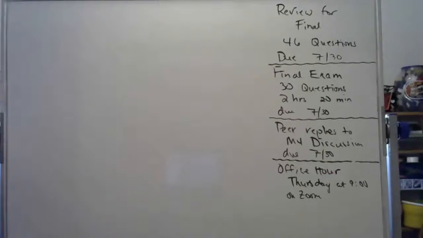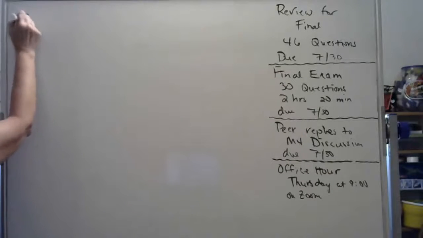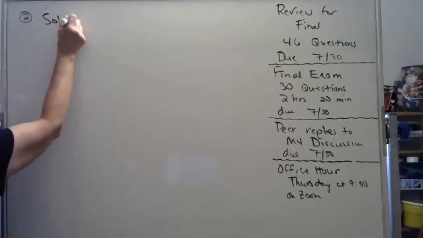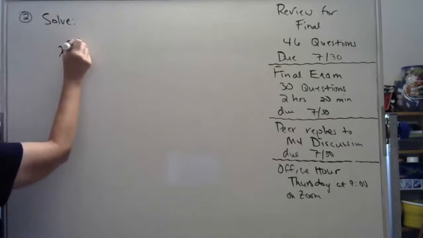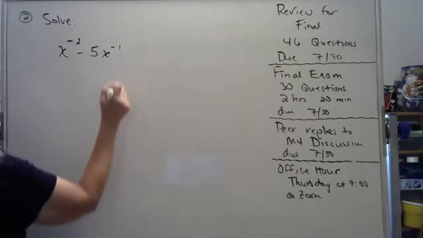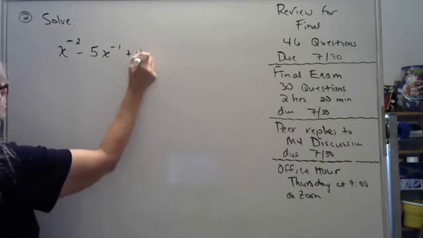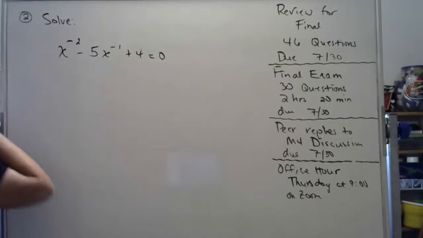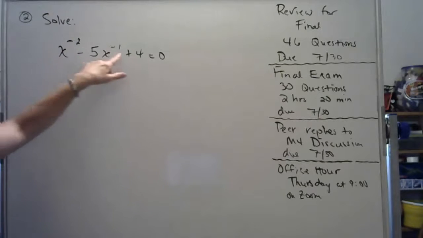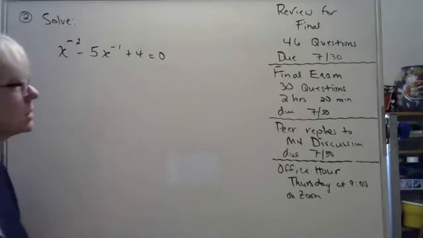Okay, on the review, question number 2 is a substitution question. Again, we're going to solve x to the negative 2 minus 5x to the negative 1 plus 4 is equal to 0. And again, the clue that it's a substitution problem is that you have 3 terms and you have weird exponents, right? So those weird exponents say use a substitution.